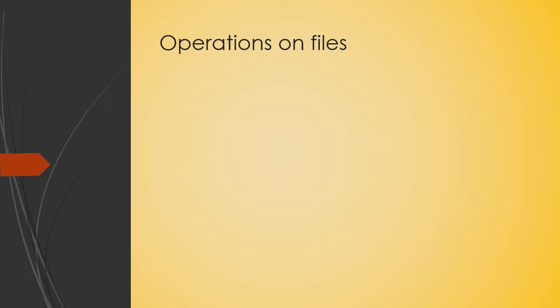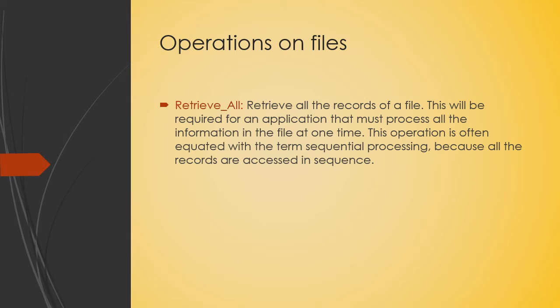Operations on files. Users and applications wish to make use of files. Typical operations that must be supported include the following. Retrieve all. Retrieve all the records of a file. This will be required for an application that must process all of the information in the file at one time. For example, an application that produces a summary of the information in the file would need to retrieve all records. This operation is often equated with the term sequential processing because all of the records are accessed in sequence.